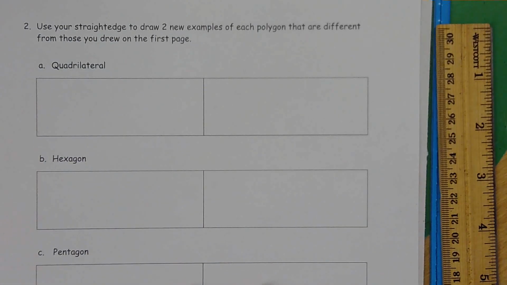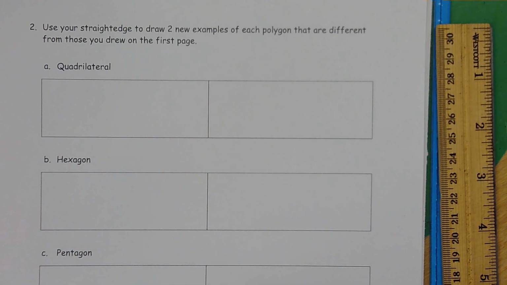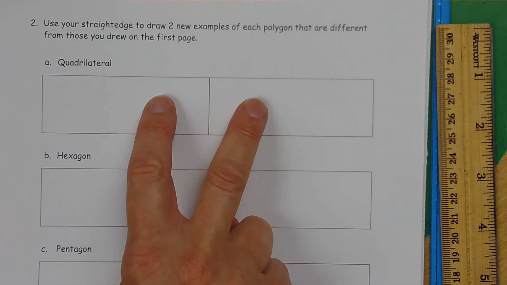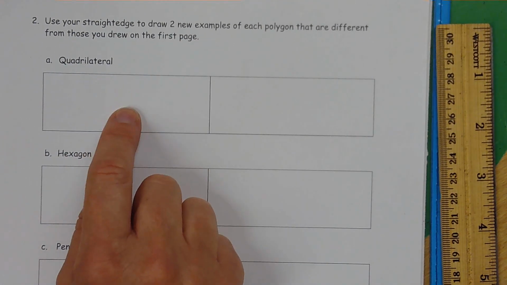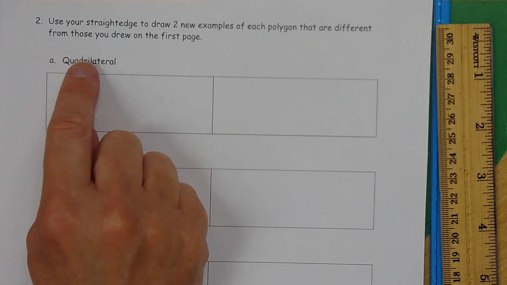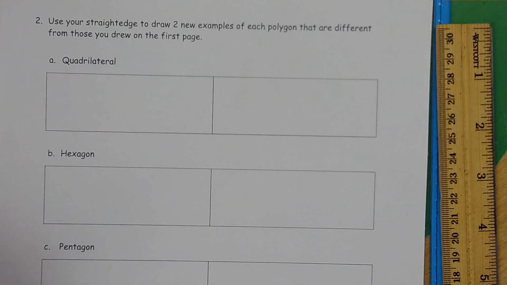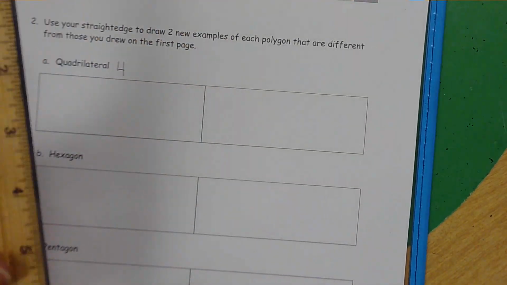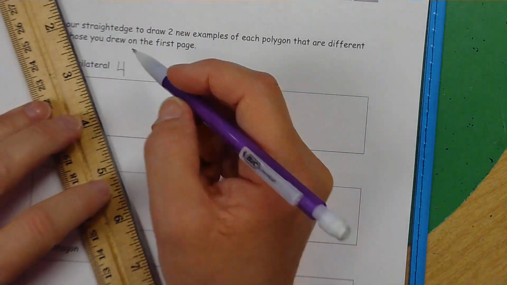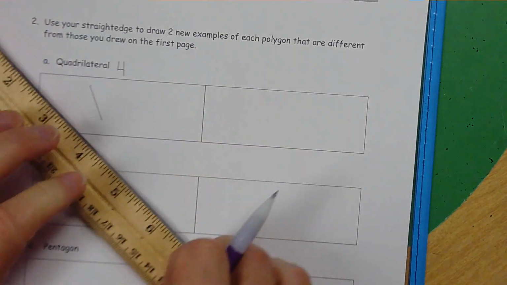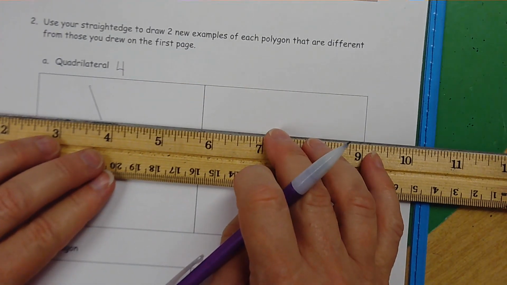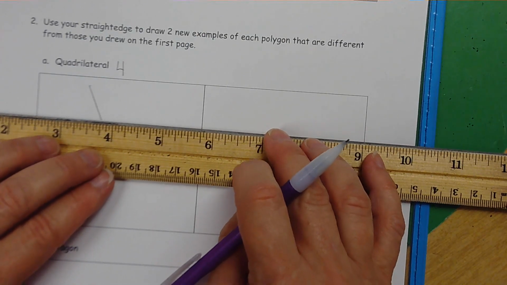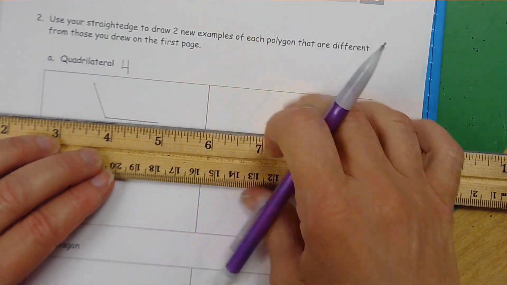And on this side, I'm going to make them look strange. And we're going to try to do 2 different ones. So I'm really going to try not to make a rectangle for my quadrilateral. My quadrilateral has 4 sides and 4 angles, but I want it to look different. So let me see what we can do. Oh, I know. I can make a trapezoid. I do like the trapezoids.